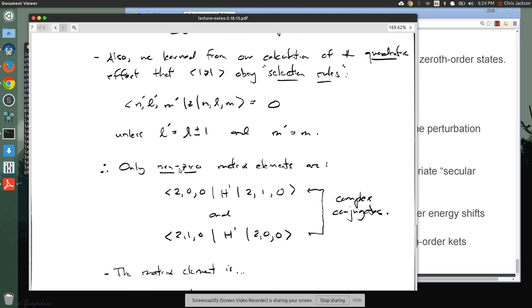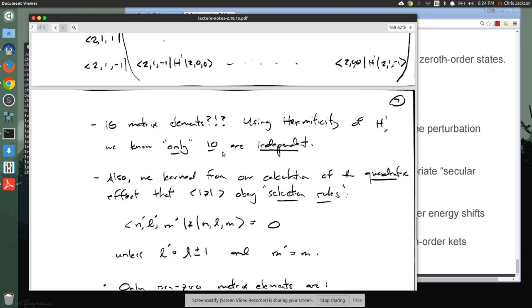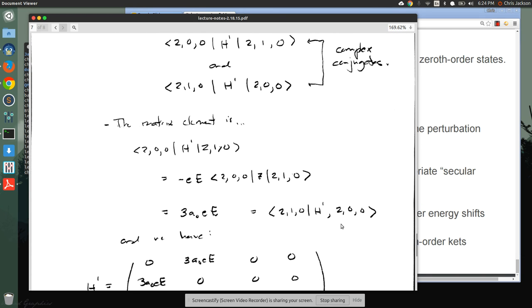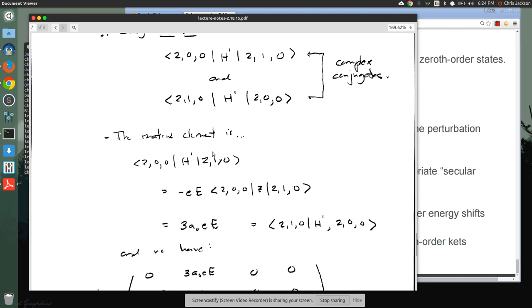And so that means that, when you go through them and you check all the different possibilities, the only non-zero matrix elements are this guy, 2, 0, 0, 2, 1, 0, and 2, 1, 0, 2, 0, 0, right? But these are just complex conjugates of each other, okay? And so now what we can do is first compute the matrix element, and then we'll plug it in the matrix and then diagonalize the matrix, okay?